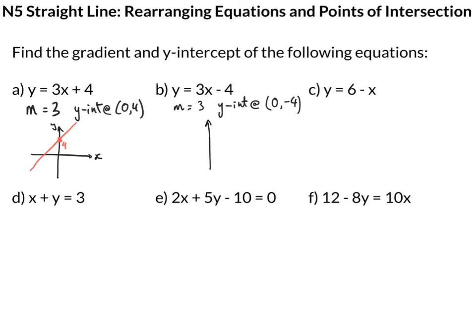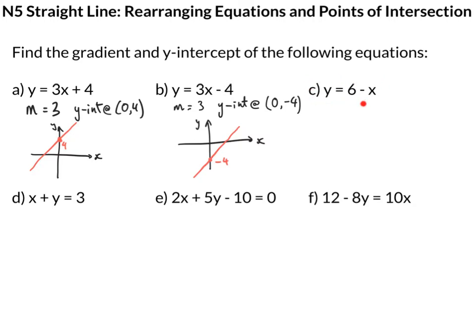Again, if I were to sketch that, I would have a set of axes, x, y. The y-intercept is the point 0, minus 4. So it means this line crosses my y-axis at negative 4. Positive 3 for my gradient, so again I have an uphill slope.